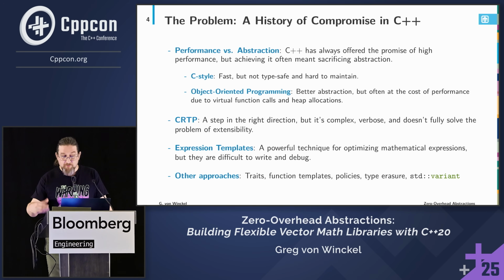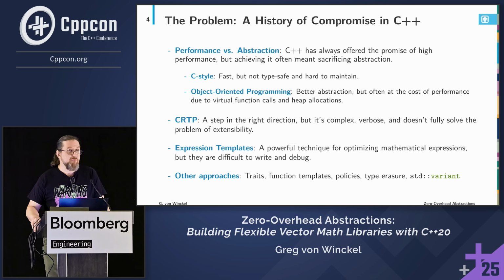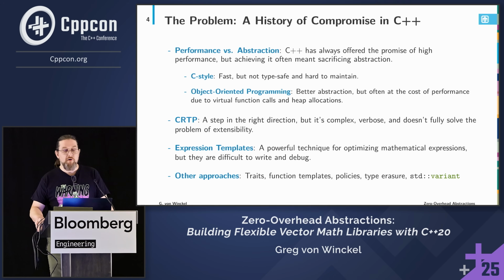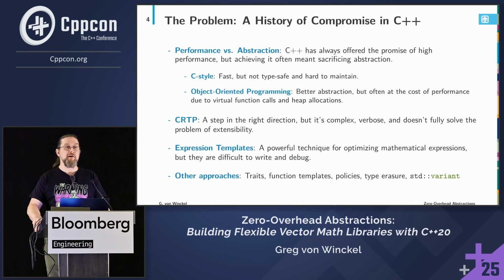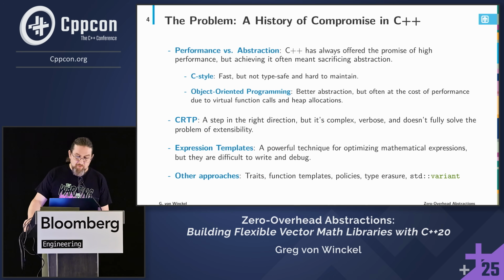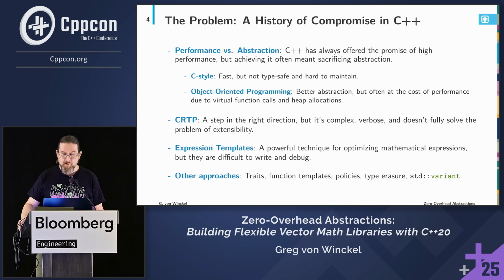There are, of course, expression templates. If you've used Eigen or Armadillo or software like this, you're probably familiar with this. And if you've ever written your own expression template code, you've probably generated compiler errors that are in excess of 1,000 lines long. That's always fun to debug. And then there are, of course, other approaches involving, say, traits or function templates and policies and type erasure and so forth.